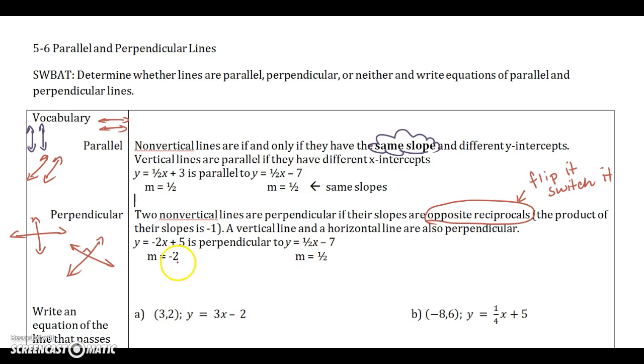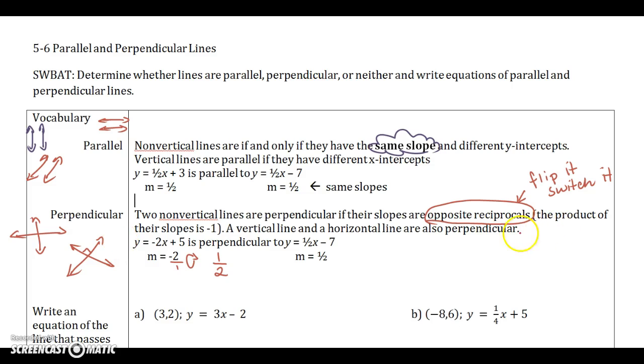What's -2 as a fraction? -2 over 1. If we flip it and switch it, flipping it means I'm going to use a reciprocal. So it's 1/2. I flipped it. And then switch it, from negative to positive. And then I find that my slope is 1/2. These are perpendicular. 1/2 is perpendicular to -2.